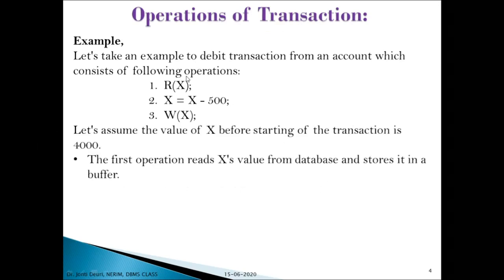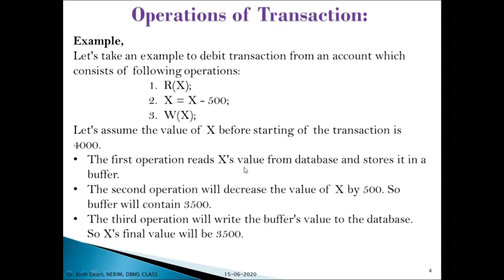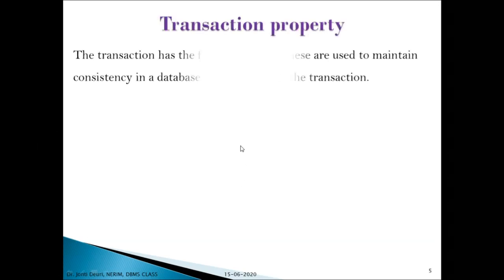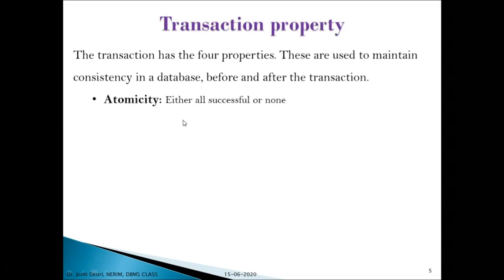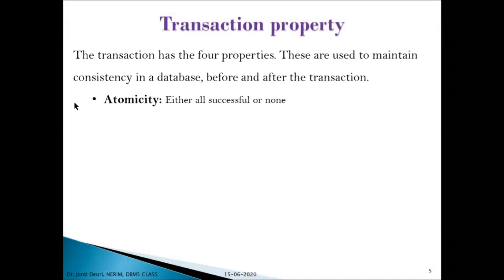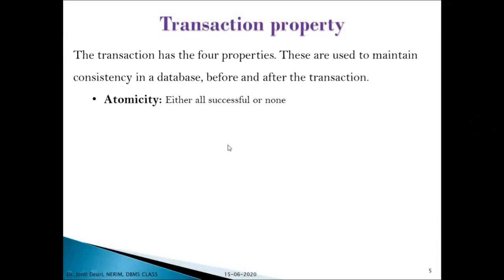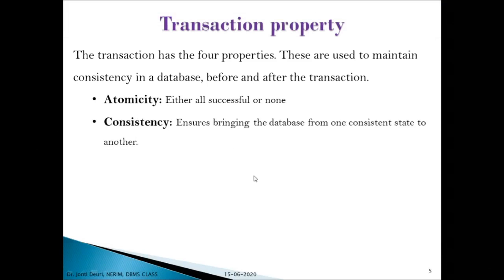Some examples we discussed that day, so today I'm not going to repeat that again. And some transaction properties were there, which we also discussed. We discussed atomicity, which means either all succeed or all fail. Partial execution is not allowed in the transaction.